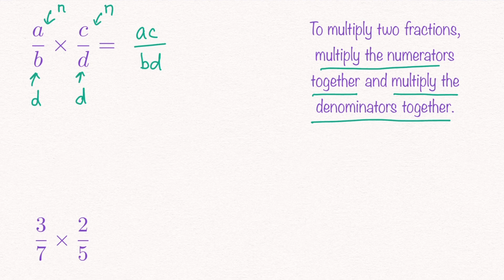Now let's look at an example with the numbers. So the bottom fraction here says we have 3 over 7 times 2 over 5. So we just need to multiply the numerators together and the denominators together. So we would go 3 times 2 over 7 times 5. So that becomes 3 times 2 is 6 and 7 times 5 is 35.